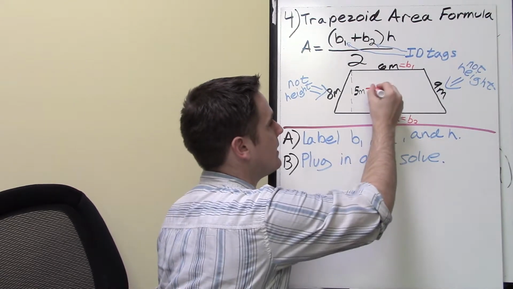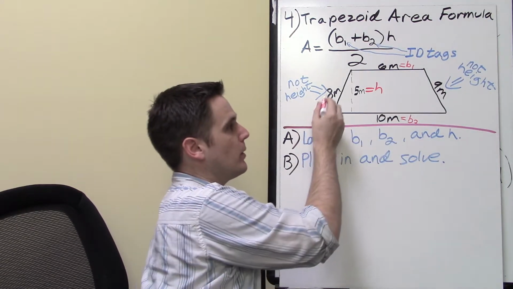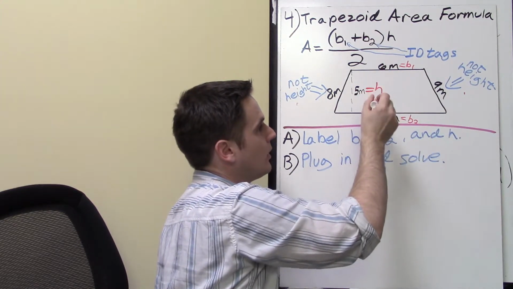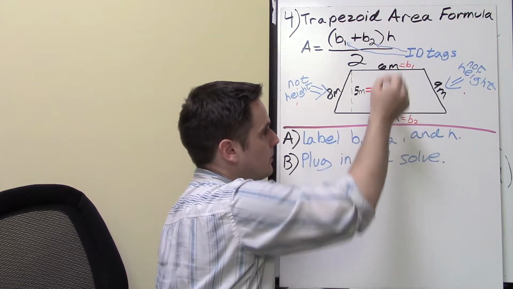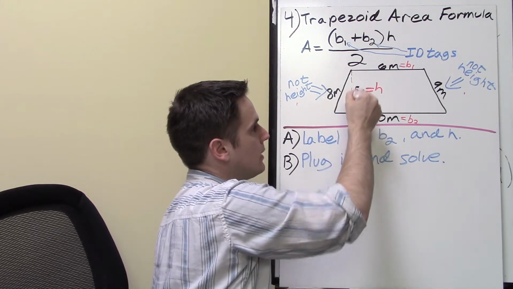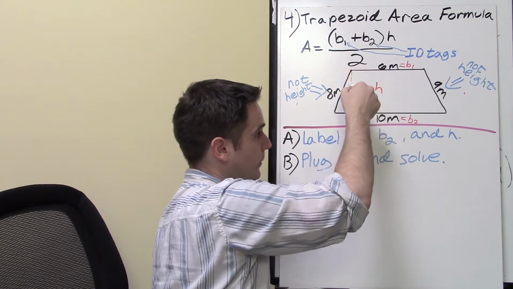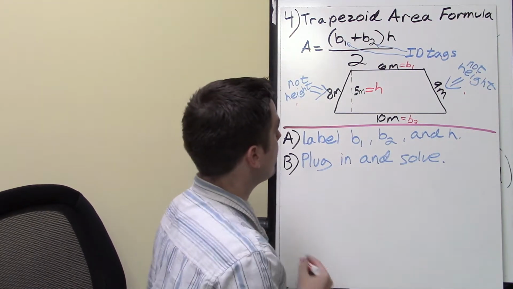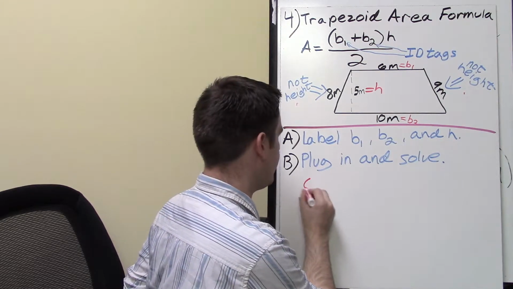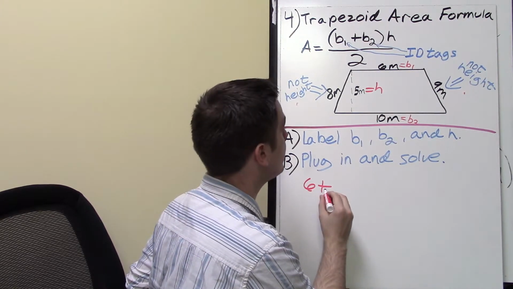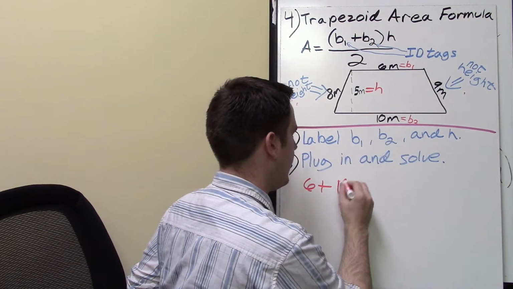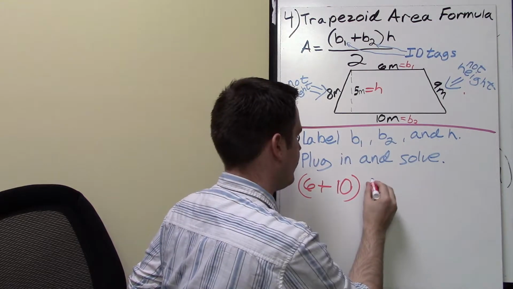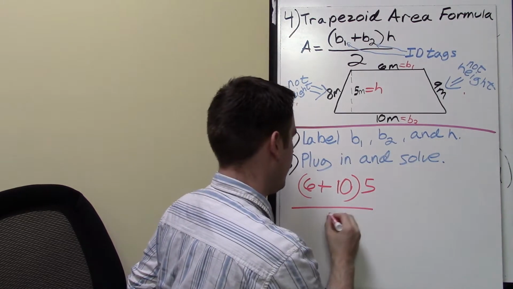Then the height. This is the height. Like I said before, these little hypotenuse things are not height. Don't do 6 plus 10 times 9. No. This little tent pole going up and down, vertical, that is your height. Now plug in and solve. So base 1 we said was 6 plus base 2, which is 10, in parentheses, times the height, which is 5, and that's going to be divided by 2.